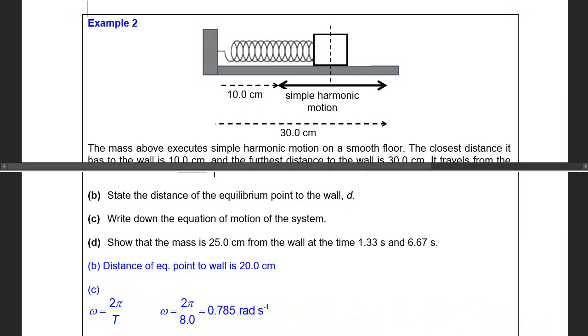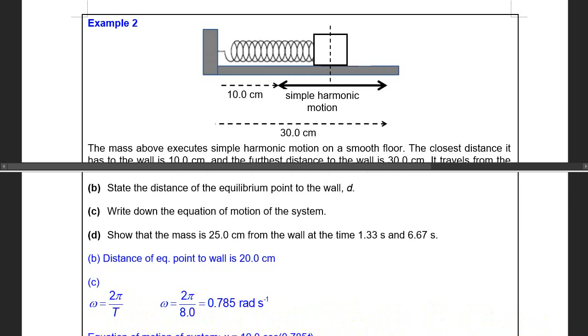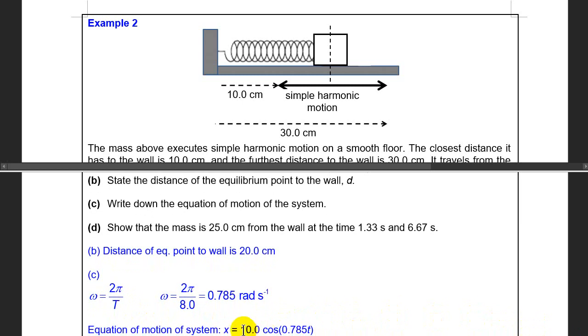So now you can go ahead and write down the equation for x, which is 10.0, the amplitude, times cosine omega t, where omega is 0.785. So this is the equation that they want, the equation of motion of the system. Then part D, show that the mass is 25 cm from the wall at time 1.33 seconds and 6.67 seconds. Okay, this question is a bit strange.